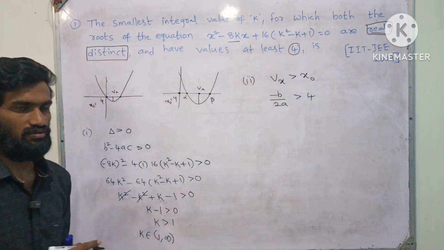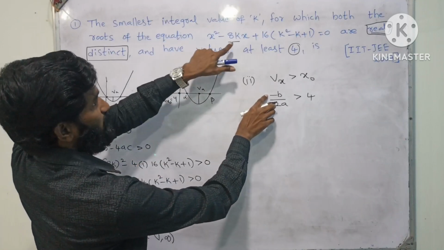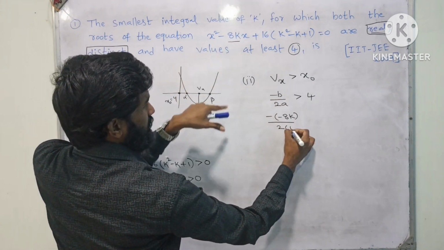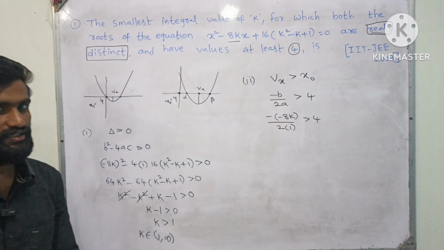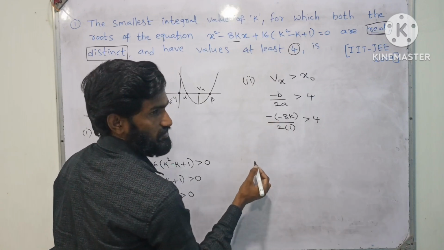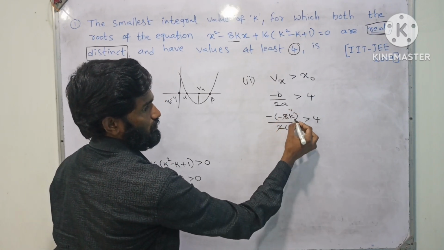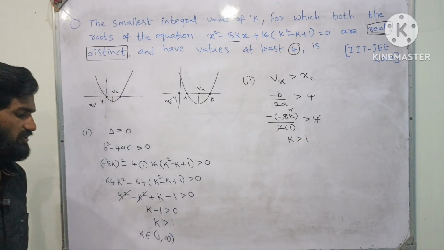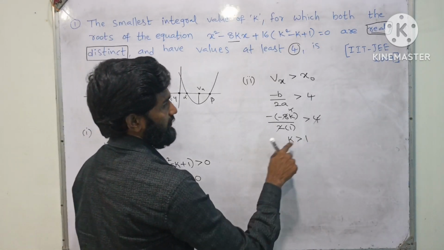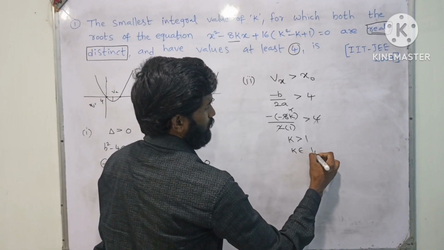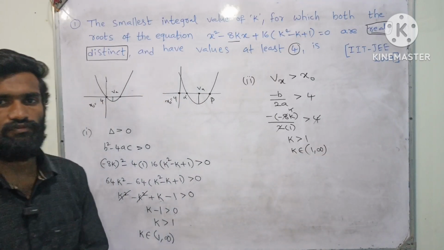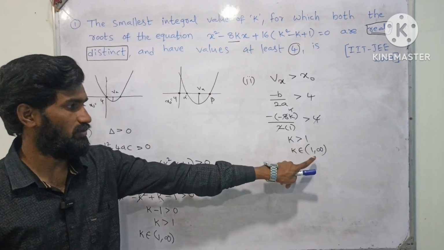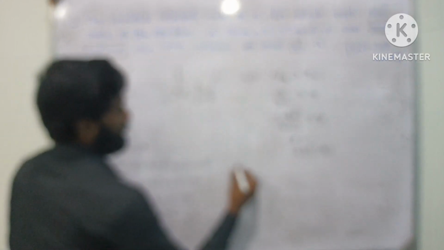X naught is 4. Now minus b means minus of minus 8k, by 2a. A means 1 here, which is greater than 4. Now minus into minus is plus, 2 ones are 2, 2 fours are 8, so the common factor cancels, and we get k greater than 1. In the second case also we get k greater than 1. Again k belongs to 1 to infinity. Greater than 1 means 1 to infinity, and since it is not equal, we have to consider an open bracket here.